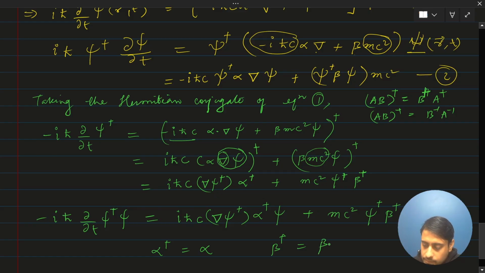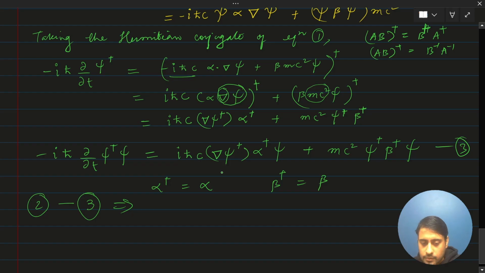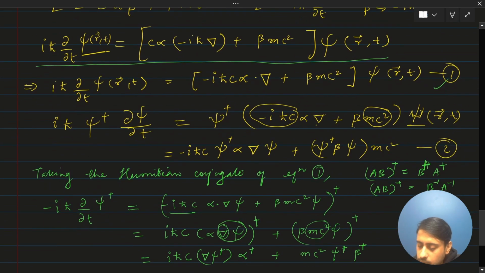So we can write it, or we can call it equation number 3 first. And what we are going to do is subtract equation 3 from equation number 2, and let's see what we get. So from equation number 2 we have this term in the left hand side.